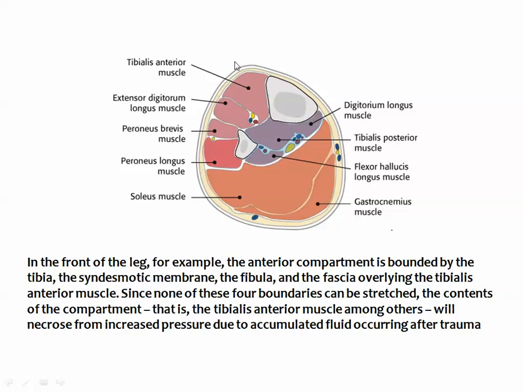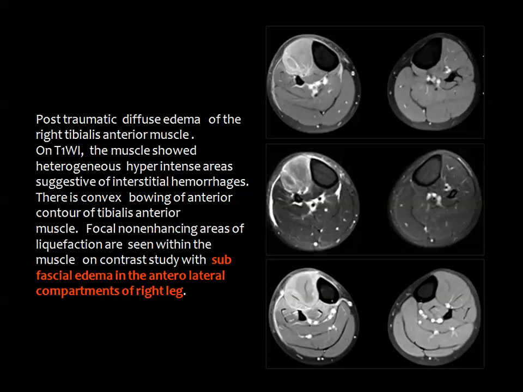If there is injury to this part, the tibialis anterior will try to enlarge or become swollen, but this limited space will not enable the muscle to enlarge, and it will rapidly develop muscle necrosis. This is known as compartment syndrome. Here you see the normal limb and the involved limb. This is the T1 weighted image, this is the T2 weighted image, and this is T1 post contrast.